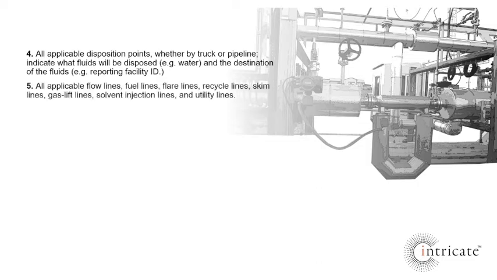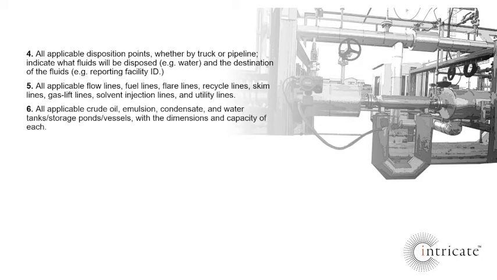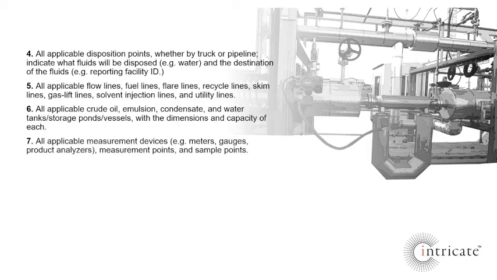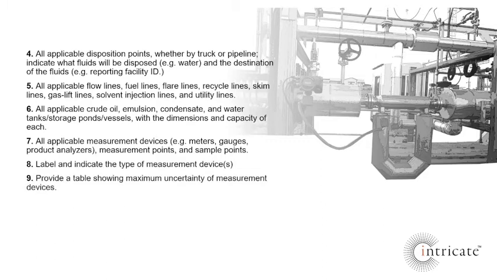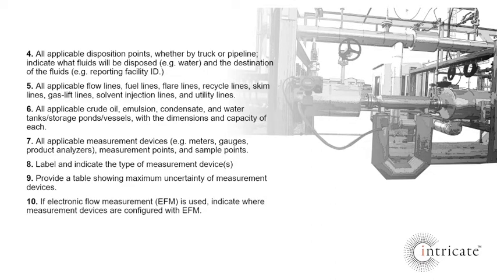All applicable flow lines, fuel lines, flare lines, recycle lines, skim lines, gas lift lines, solvent injection lines, and utility lines. All applicable crude oil, emulsion, condensate, and water tanks, storage, ponds, vessels, with the dimensions and capacities of each. All applicable measurement devices, examples meters, gauges, product analyzers, measurement points, and sample points. Label and indicate the type of measurement devices. Provide a table showing maximum uncertainty of measurement devices. If electronic flow measurement is used, indicate where measurement devices are configured with EFM.